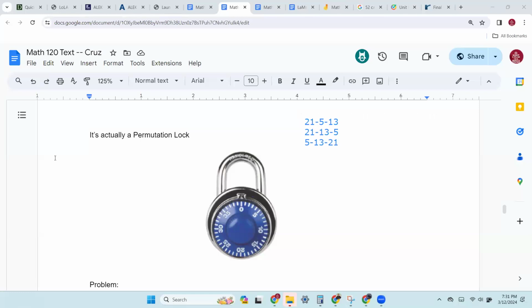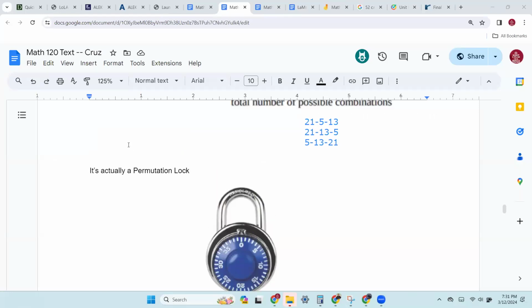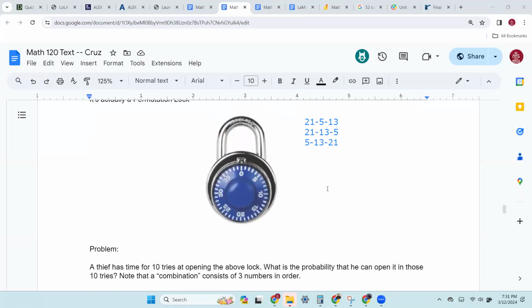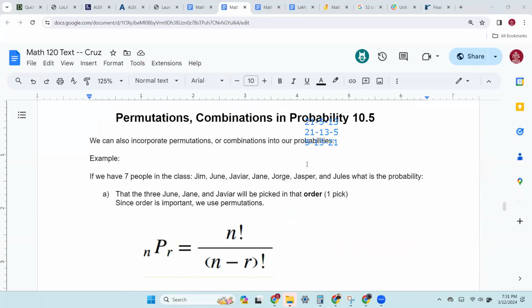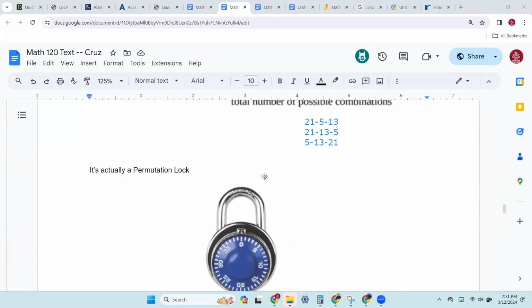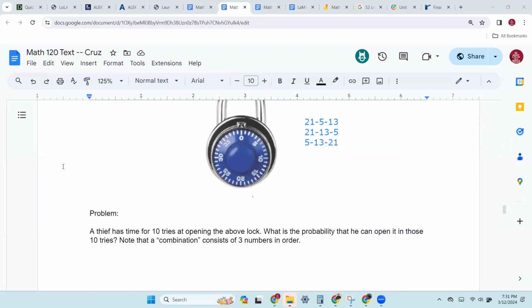All right, so let's say a thief has 10 tries at opening the above lock. All right. What is the probability he can open it in those 10 tries? First of all, let's handle this like the one that we did up here. Remember, we just did 1 over because it was 1 pick. So let's just talk about 1 pick first. 1 combination try.